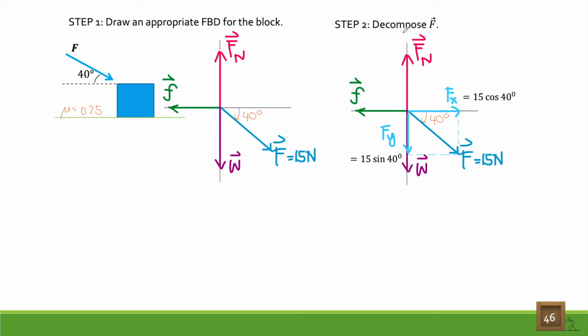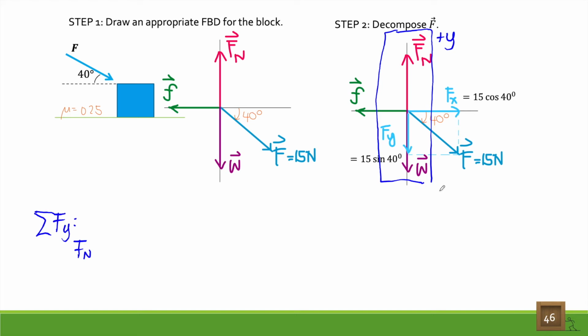So first, let's talk about the y-axis. Now, the summation along the y-axis is composed of a positive Fn, because this is a positive y, and it's negative y's. So, a negative Fy minus weight. And this is equal to 0. Why is it equal to 0? Because it's not moving up and down. So it's at rest in the y direction. So that would be 0.